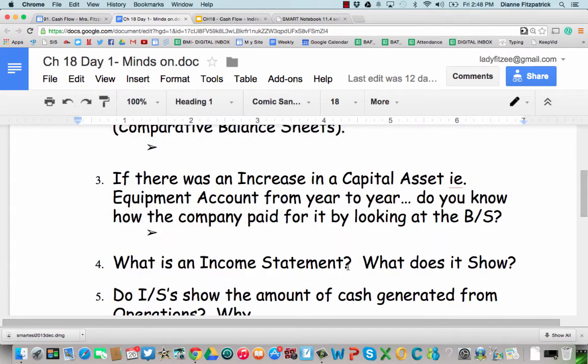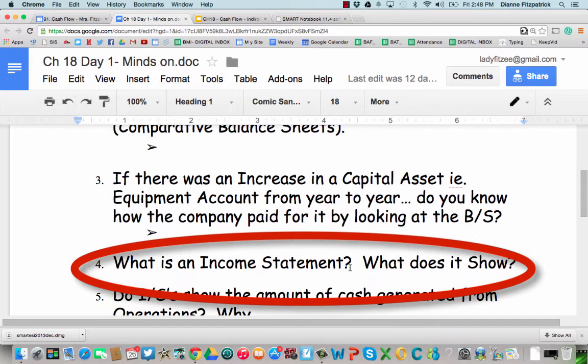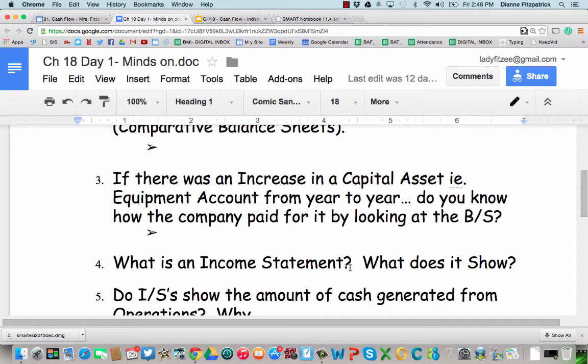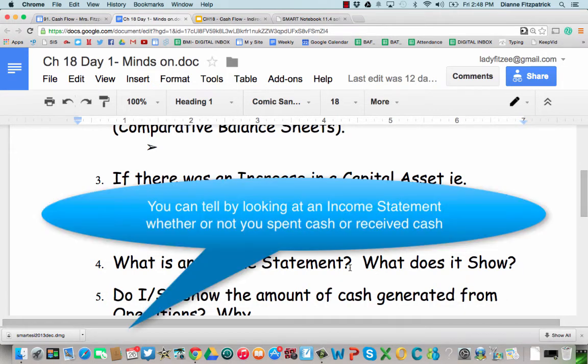Well, we know an income statement shows you revenue and expenses for a period of time, and it shows all of the different revenue and expense accounts over the financial period, but it too doesn't necessarily tell you what you spent money on. For example, did you pay cash for those expenses? Or did you receive cash for those revenues? You can't tell by looking at an income statement.